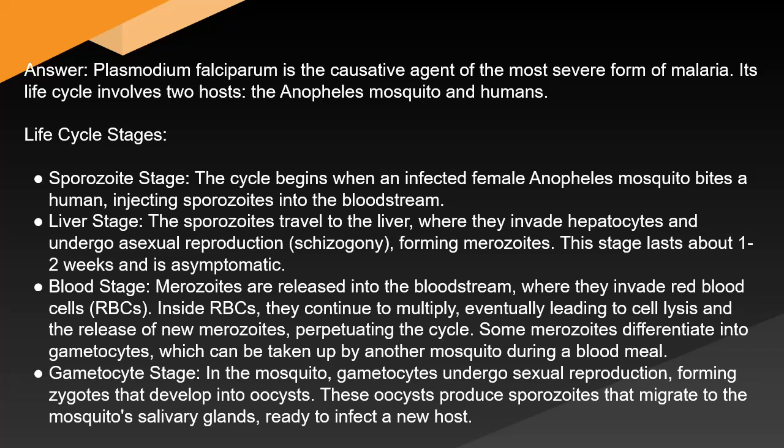Some merozoites differentiate into gametocytes, which can be taken up by another mosquito during a blood meal. Gametocyte stage. In the mosquito, gametocytes undergo sexual reproduction, forming zygotes that develop into oocysts. These oocysts produce sporozoites that migrate to the mosquito's salivary glands, ready to infect a new host.